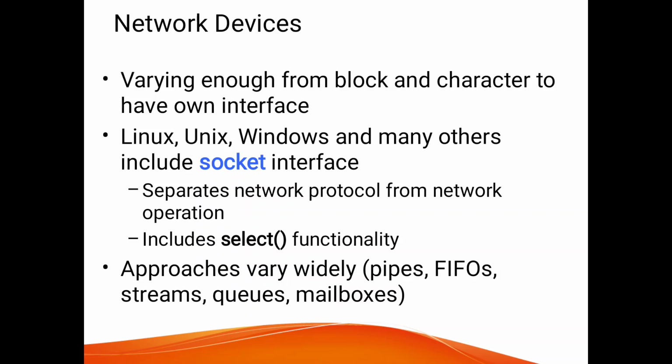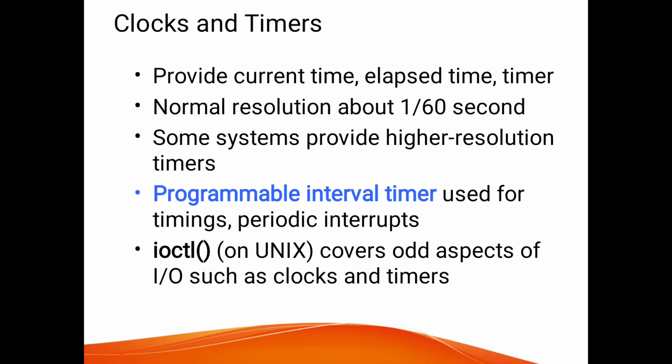Network devices vary enough from block and character devices to have their own interface. Examples in Linux, Unix, Windows and many others include the socket interface. It has the select function, while the approaches vary widely for pipes, FIFOs, streams, queues, and mailboxes. The clocks and timers provide the current time, elapsed time, and a timer.